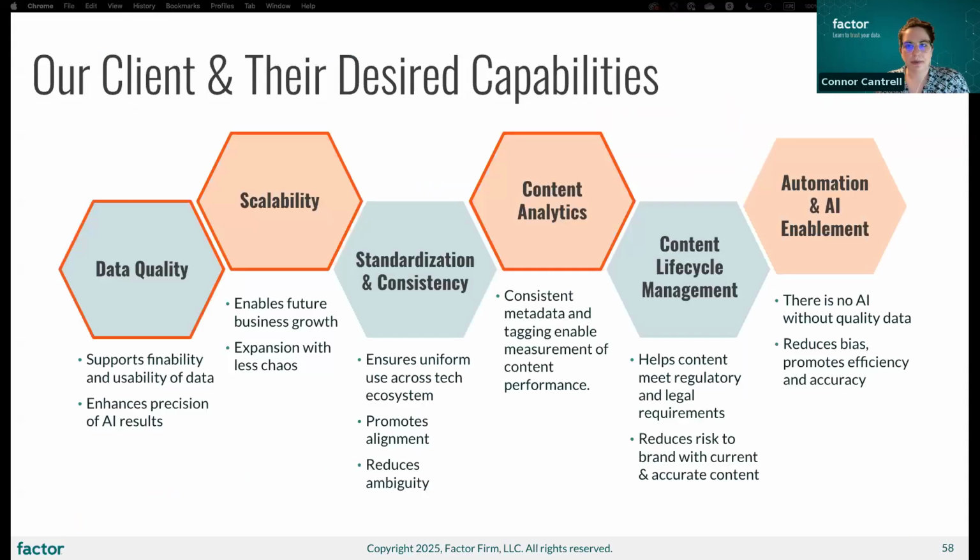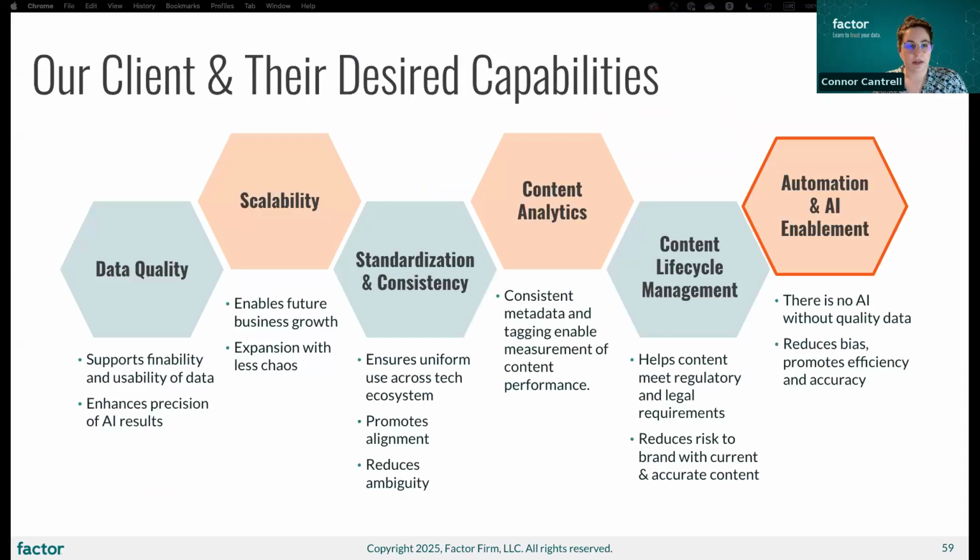However, in terms of the capabilities, I think we made significant progress in delivering a scalable, standardized quality set of metadata to use for tagging, which can serve as the foundation for other content capabilities in these areas. Additionally, we uncovered a whole other thread about automation and AI enablement for both us and for the client.